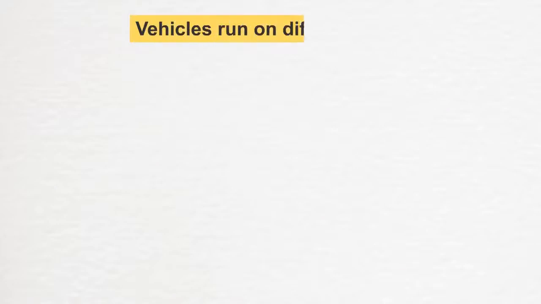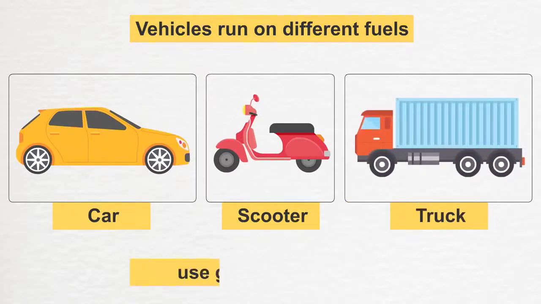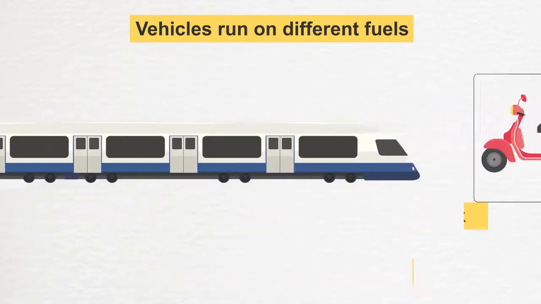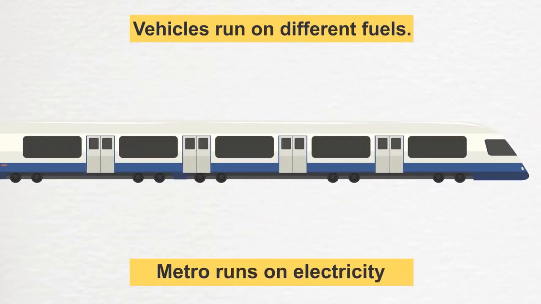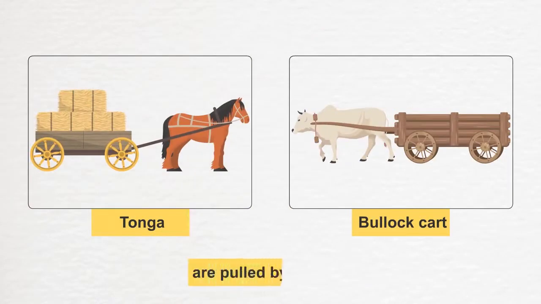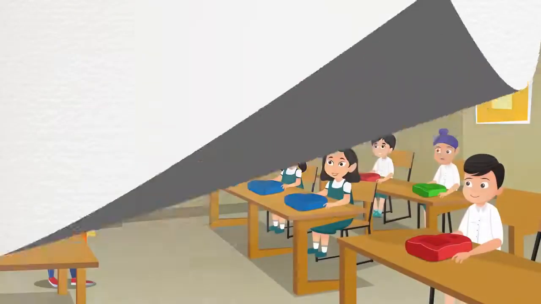One more thing. Vehicles run on different kinds of fuel. Some vehicles like scooter, car, and truck run on gas, petrol, or diesel. Some, like metro rail, run on electricity. Some, like bullock cart and tonga, are pulled by animals. And some, like rickshaws, are pulled by humans.